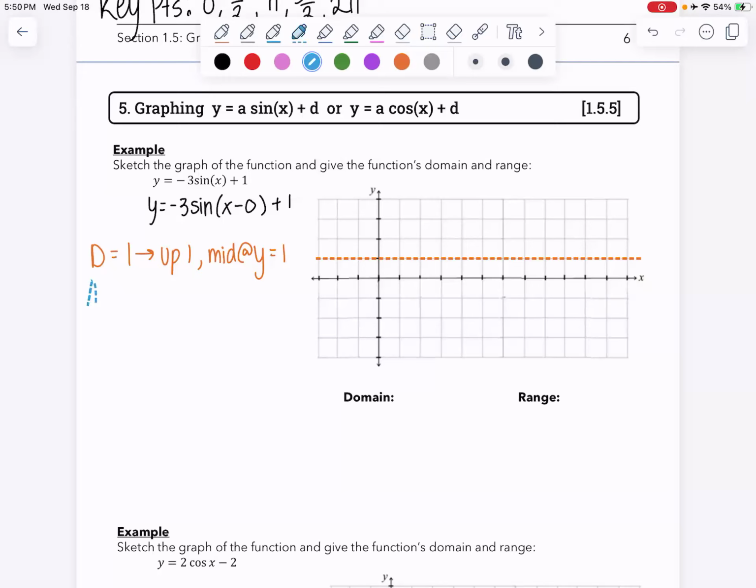The amplitude, well, A is negative 3. The amplitude then is positive 3. A is negative 3, amplitude is positive 3. So I go up 3 units from the midline, right? This tends to be a part where people get this part right, going up. So 1, 2, 3 units up. There is where the top part is, and this is at the y value 4.